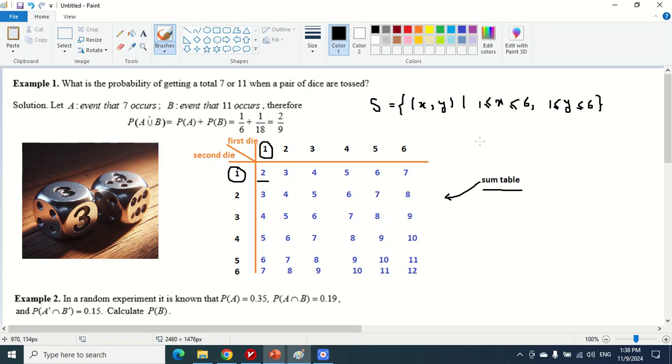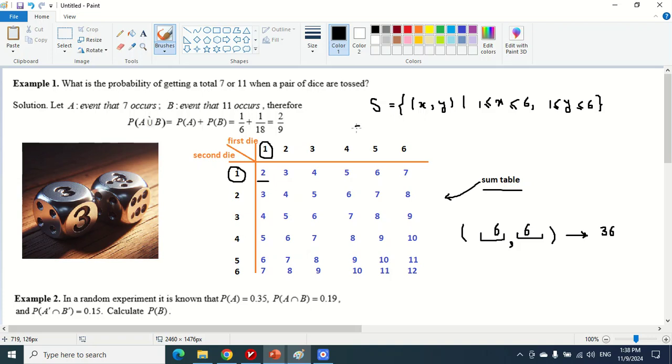As you can see, the sample space consists of two places. It's an ordered pair, where I have 6 cases for the first one and 6 cases for the second one. So the total, based on the multiplicative rule, will be 6 times 6, or 36. So I have 36 elements in our sample space.